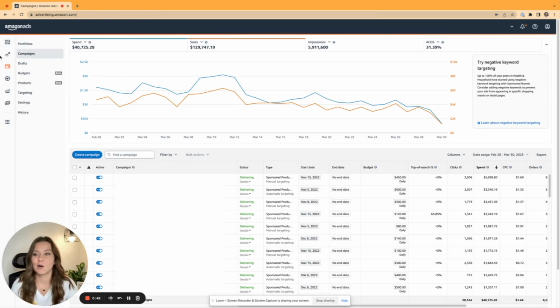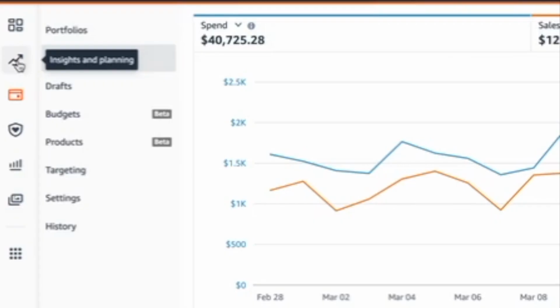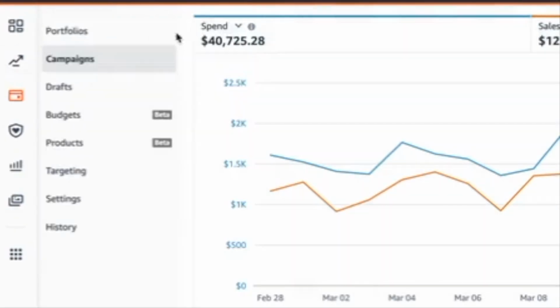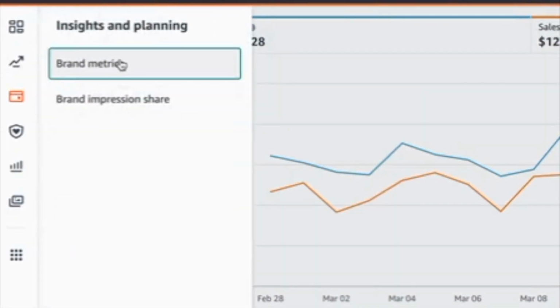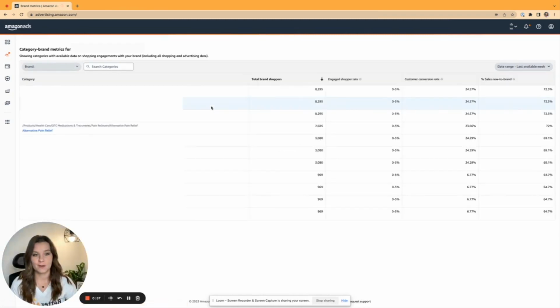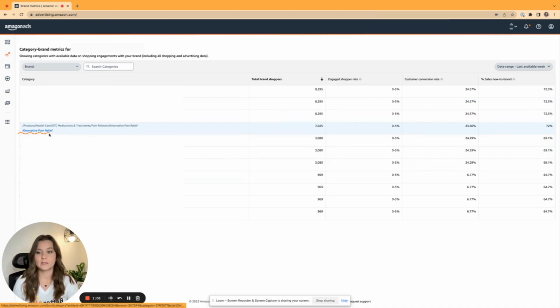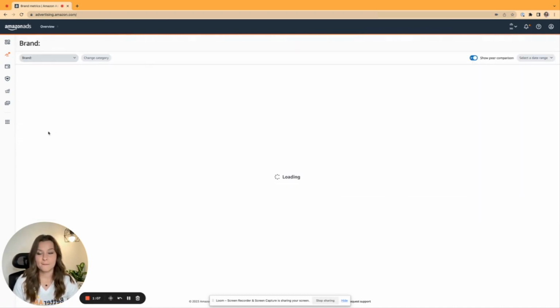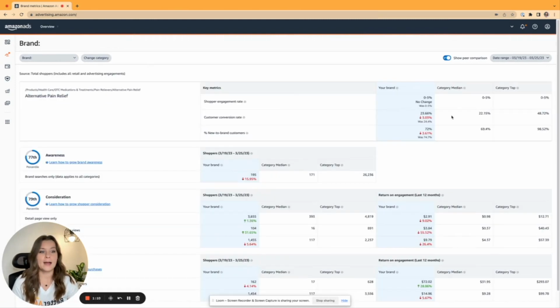So we're going to go over to this little arrow here on the side, Insights and Planning, and then click Brand Metrics. You're going to have a lot of options to choose from depending on your category and where you're listed. But for this one, a very relevant subcategory is alternative pain relief, so I'm going to select that one. I'm going to look at the weekly basis as well as monthly, and it only shows you last week and last month.